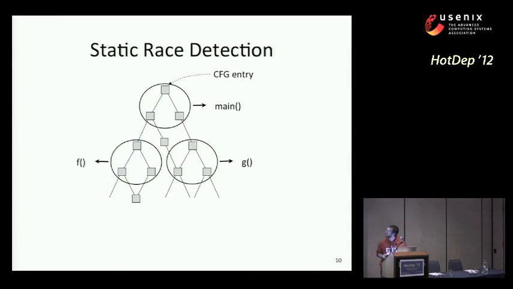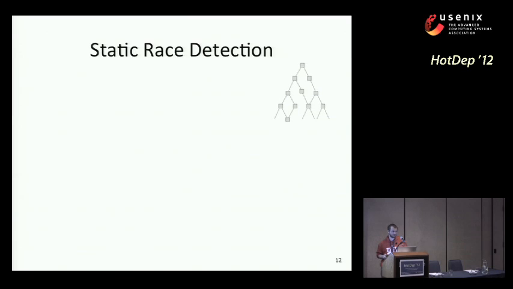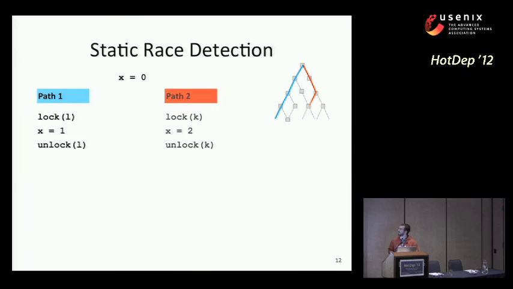OK, so now let's go over a simple example to see how lock sets are actually tracked during this algorithm. So imagine that we have a global variable x in our program, and let's say that a certain thread follows a certain path through the program, which is denoted by the blue path here. And in that path, the variable x is set to 1 while being protected by a lock L. And then another thread follows another path through the program, the red path here. And in that path, the variable x is set to 2 while being protected by a lock K.